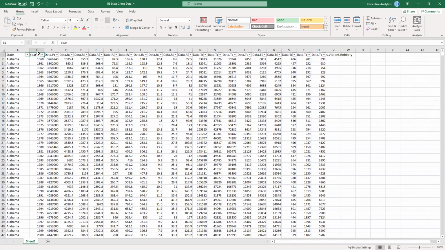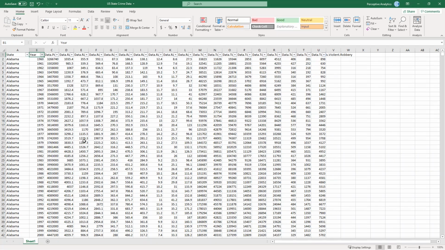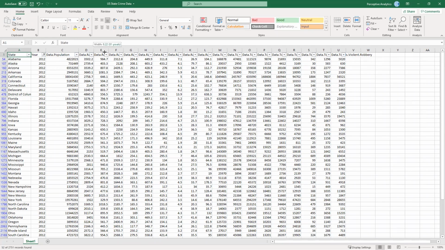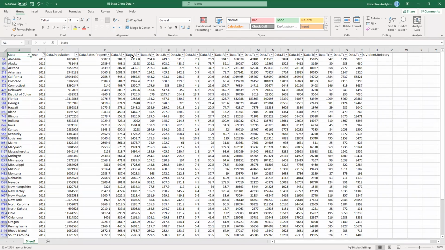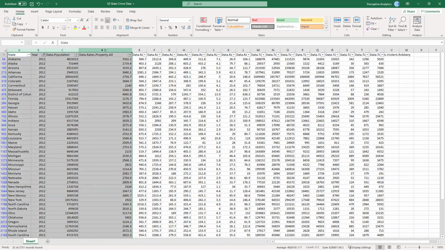Okay, so let me just take the latest year. I have different fields here, but I won't be needing all of those. Let's just take maybe the first 4 columns. So we have the state field, the year field, the population for that particular state, and how many crimes are reported in that particular year in that particular state related to property, etc. So let's take these 4 columns.